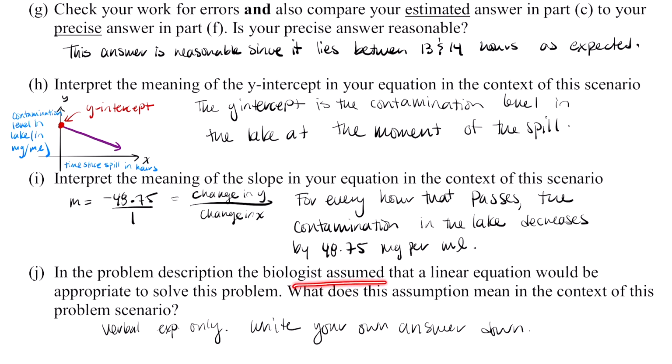So the biologists assumed that a linear equation would be appropriate to solve this problem. What does this mean in the context of the scenario? Well, what if their assumption was wrong? What if it's an exponential model? What if it's some other model that would better fit this context? In that case, our work here, our model would be incorrect. So please make with that what you will. See if you can come up with some other interesting explanations in this context. And if you do, post them to the discussion.